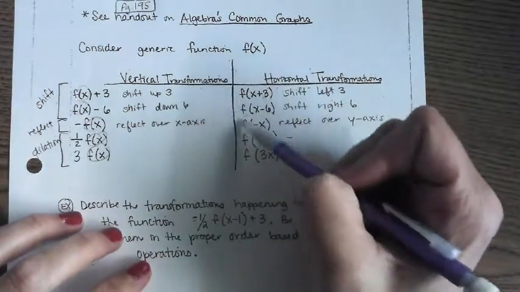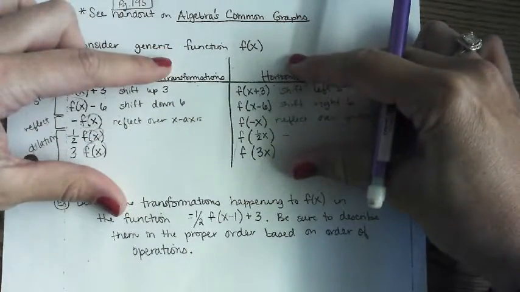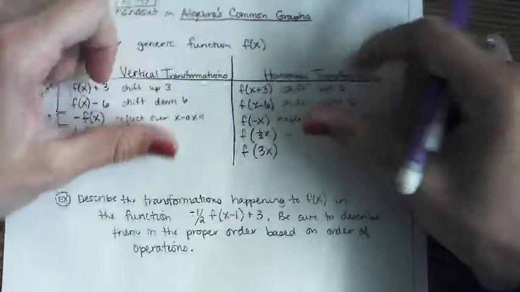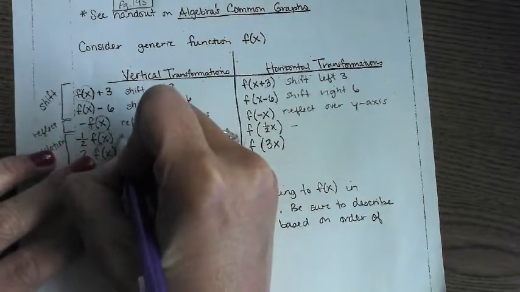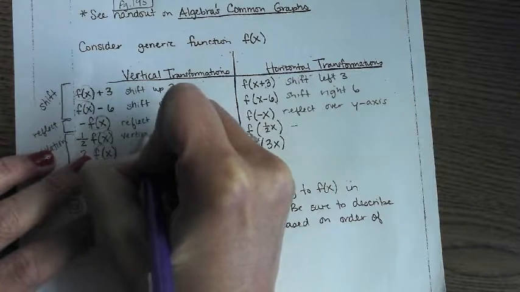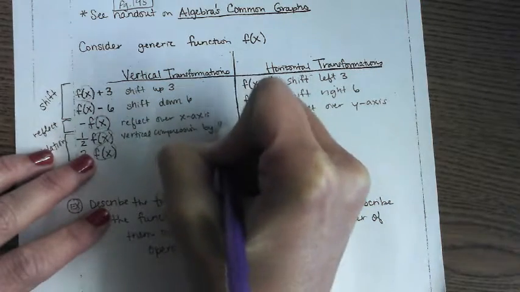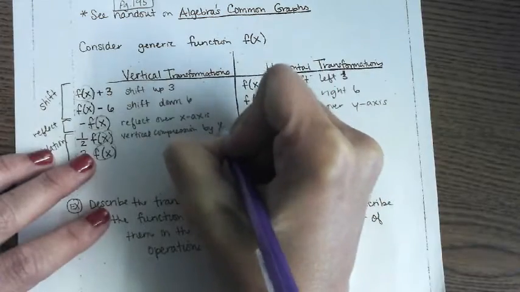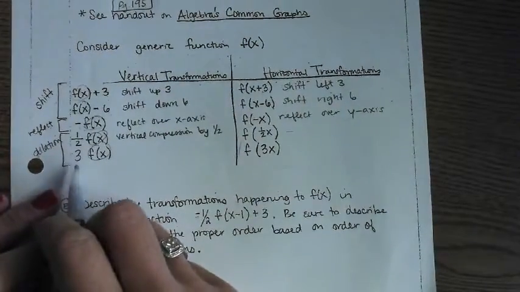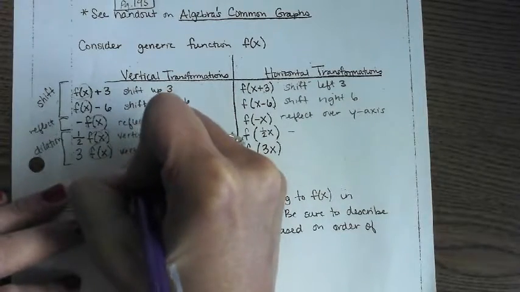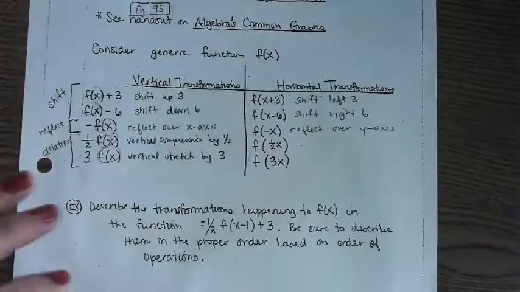So I'm just going to use this and pretend that's my y-axis, x-axis. So anything that's above kind of compresses downward. Anything that's below really compresses upwards. They pinch in towards the x-axis. So we would say this is a vertical compression by 1/2. And the 3 is a vertical stretch by a factor of 3.